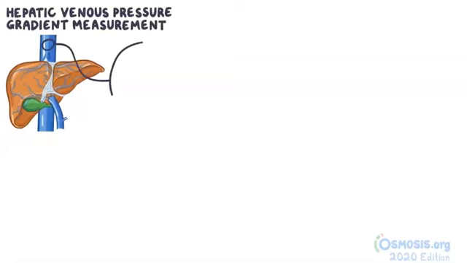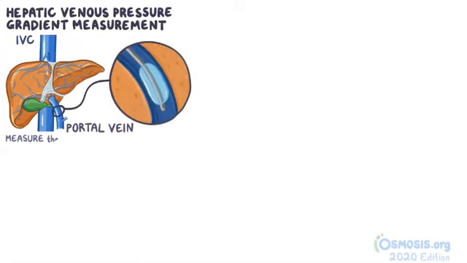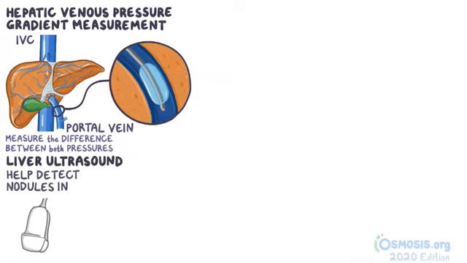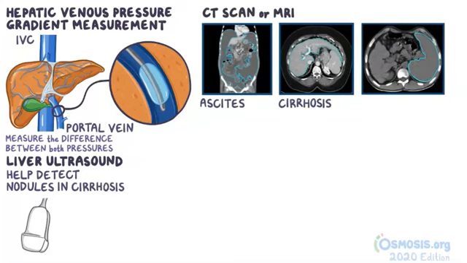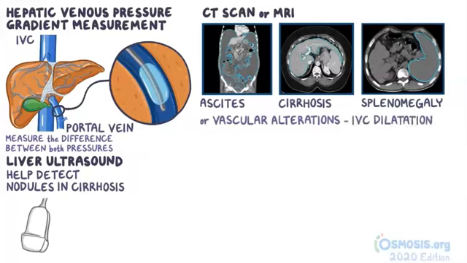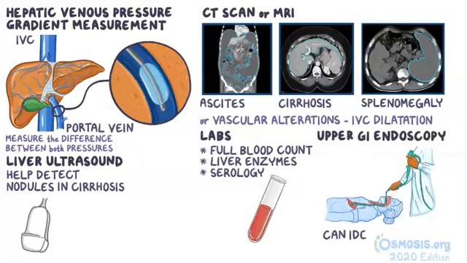The gold standard for determining if there is portal hypertension is obtaining a hepatic venous pressure gradient measurement, where a catheter is inserted inside the inferior vena cava and then inside the portal vein to measure the difference between both pressures. A liver ultrasound might be useful to detect nodules in case of cirrhosis. CT scan or MRI help diagnose ascites, cirrhosis, splenomegaly, or vascular alterations like inferior vena cava dilation. Labs including full blood count, liver enzymes, and serology can be useful to identify the cause. And an upper GI endoscopy can identify esophageal varices in order to treat them appropriately.